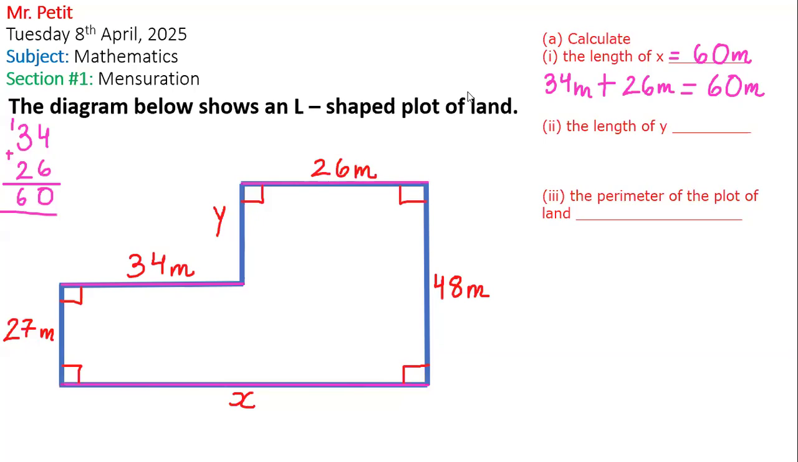Yes, sir. On here, like 3 of you. The rest of you, do you understand how I got x? Yes, sir. All right. How did I get x? What did I do? You added 34 and 26. Very good. I add 34 and 26. That's how I got x. So 34 plus 26 gives me x, and that's going to be 60 meters.